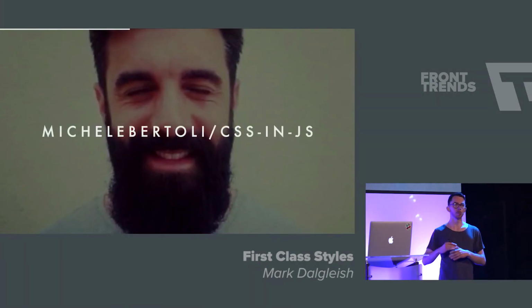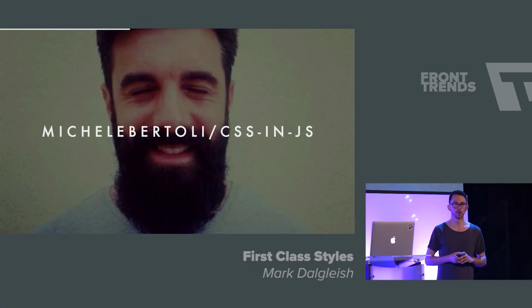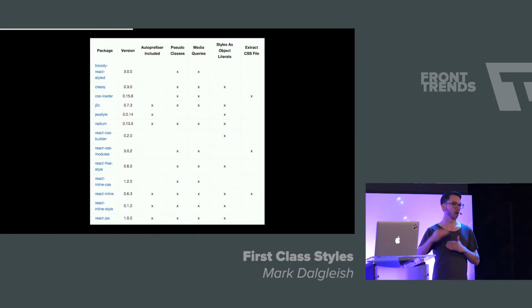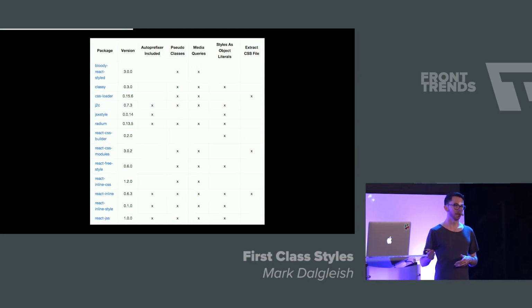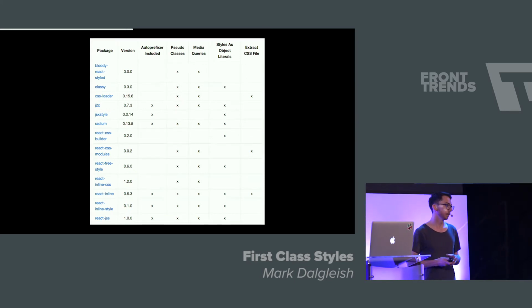As a result of this, a Cambrian explosion of solutions were created. There's a really great project by Michele Bertoli called CSS in JS. It's up on GitHub. And it's basically a README that looks like this. This is just the top of a very large table. And it runs through all the different tools that people have written to tackle this problem and the features of each one. But it really goes to show you how much people got excited about solving these problems.